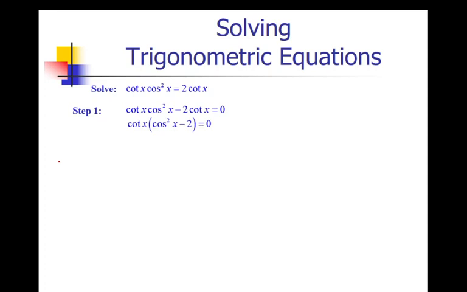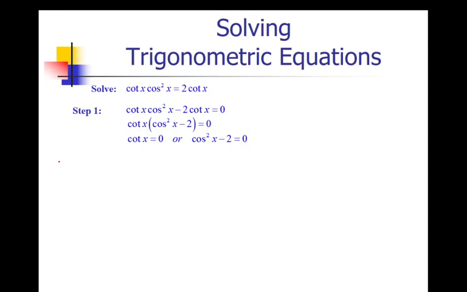Can I factor that anymore? Now, technically, I could factor cosine squared minus 2. That's a difference of 2 squares if you want to force factor it using the conjugates. But it's easier just at this point to set both of those factors equal to 0. So we're looking for the solutions of cotangent equal to 0 or cosine squared minus 2 equal to 0.